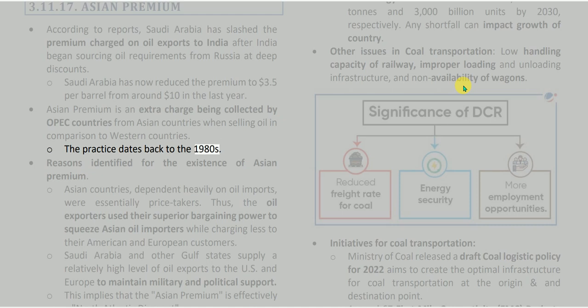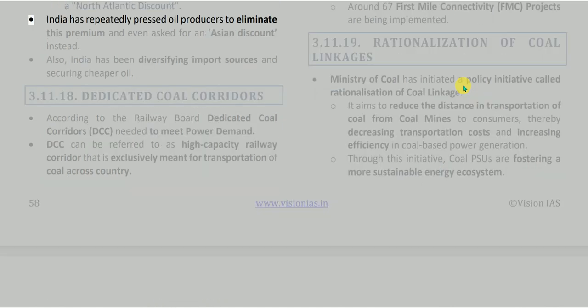Reasons identified for the existence of Asian premium. Asian countries, dependent heavily on oil imports, were essentially price takers. Thus, the oil exporters used their superior bargaining power to squeeze Asian oil importers while charging less to their American and European customers. Saudi Arabia and other Gulf states supply a relatively high level of oil exports to the US and Europe to maintain military and political support. This implies that the Asian premium is effectively a North Atlantic discount. India has repeatedly pressed oil producers to eliminate this premium and even asked for an Asian discount instead. Also, India has been diversifying import sources and securing cheaper oil.